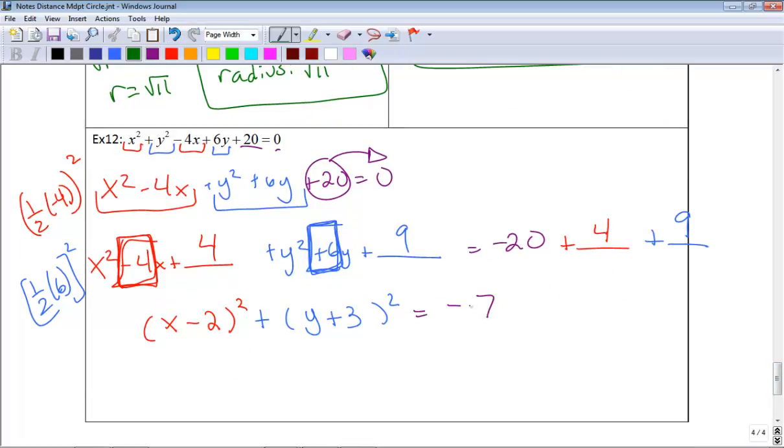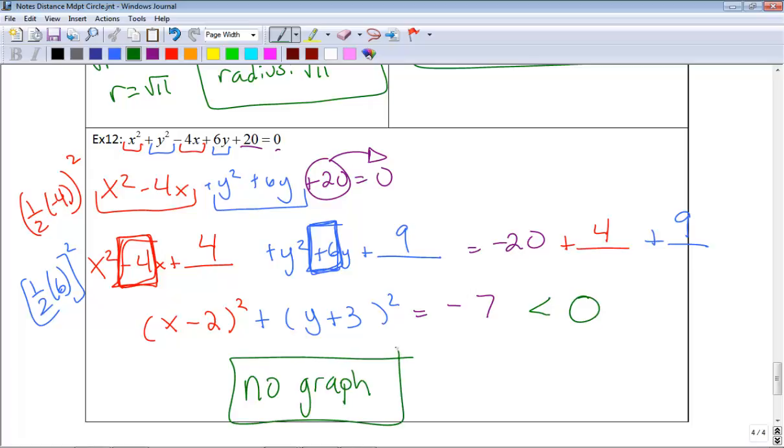Well, r squared is negative 7. Negative 7 is a number that's less than 0, which means I have no graph. And when I have no graph, I just write no graph and I am done. Well, that's it on this section on circles.